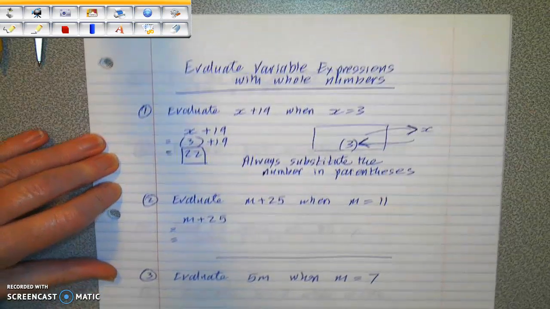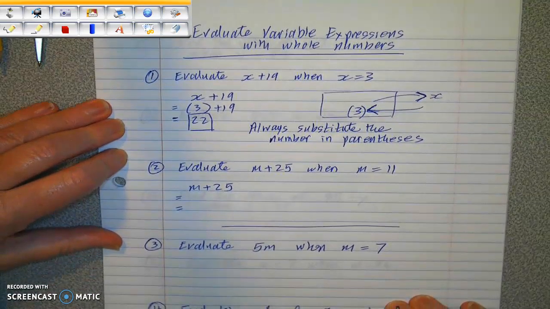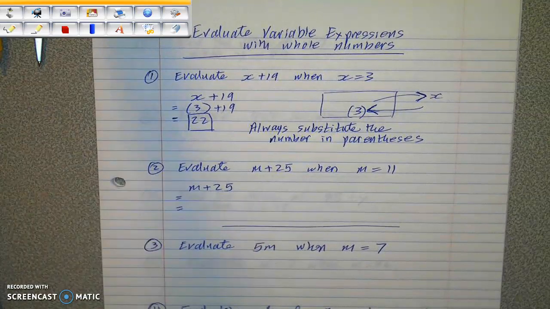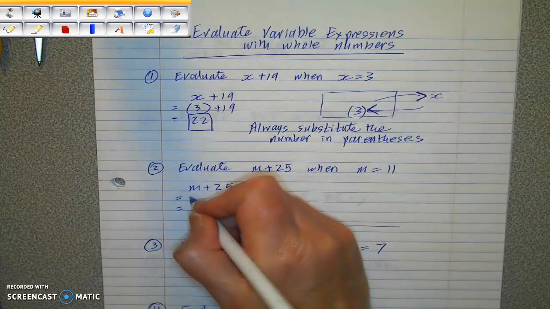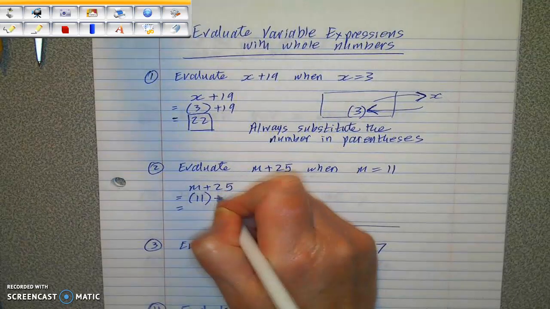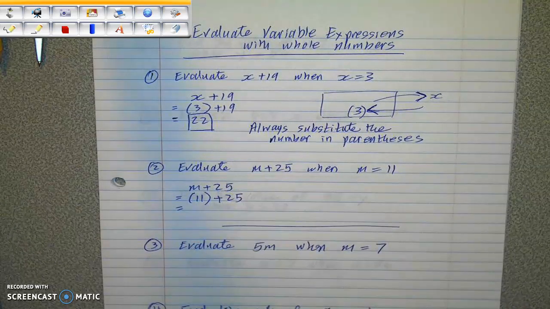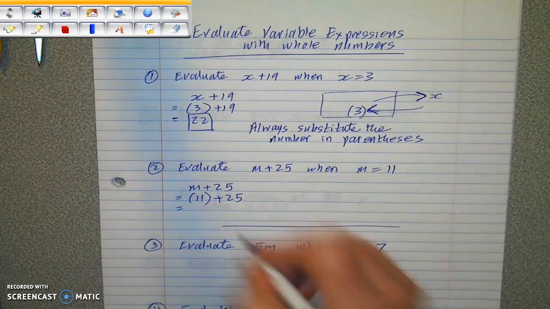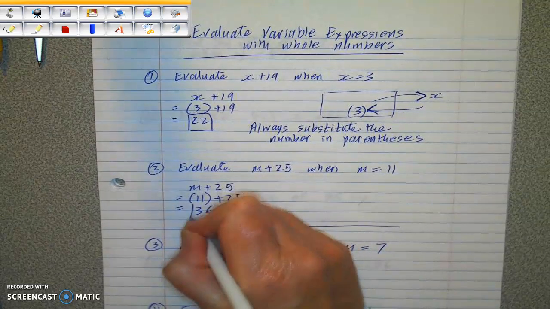Problem number 2 is very like problem number 1. I'd like you guys to go ahead and try problem number 2 by yourselves. Evaluate m plus 25 when m equals 11. So you're substituting the 11 for the m, always inside parentheses. And then you're just adding 11 and 25, and you get 36.